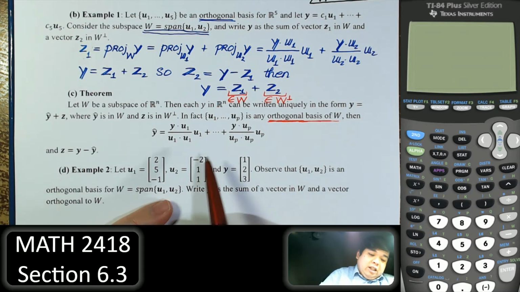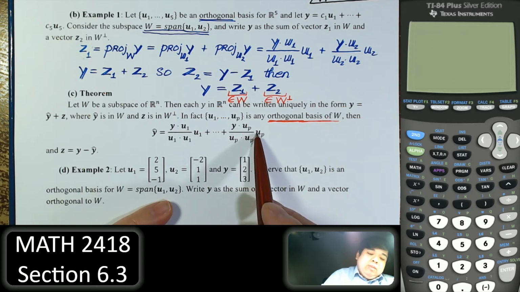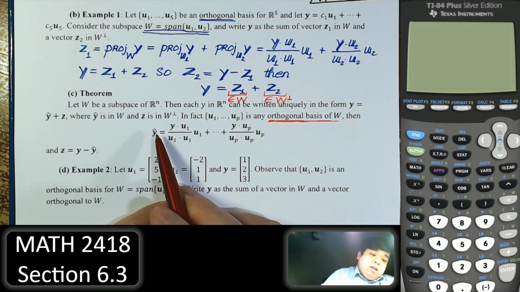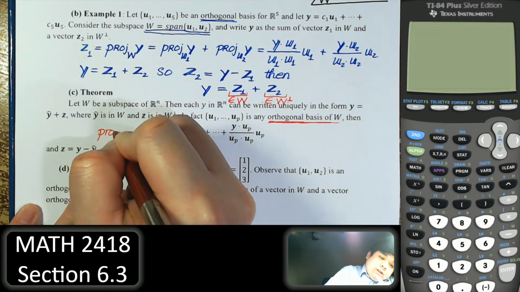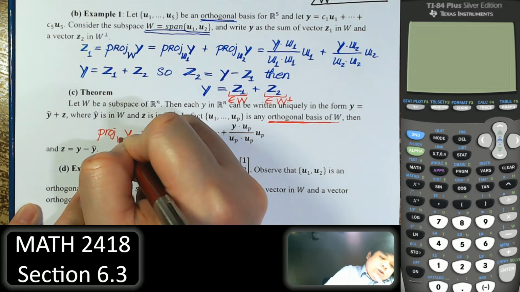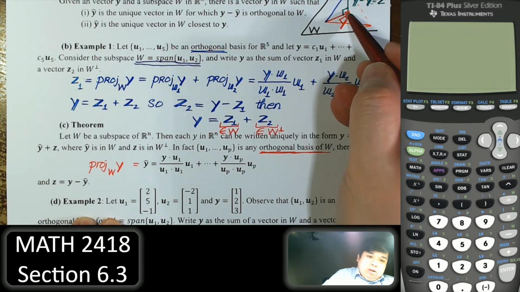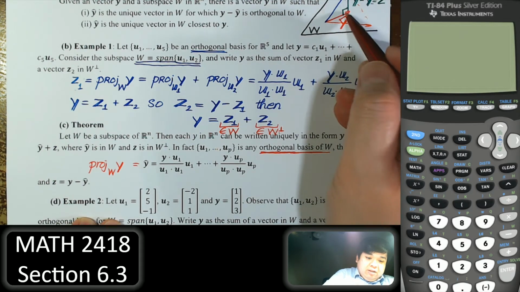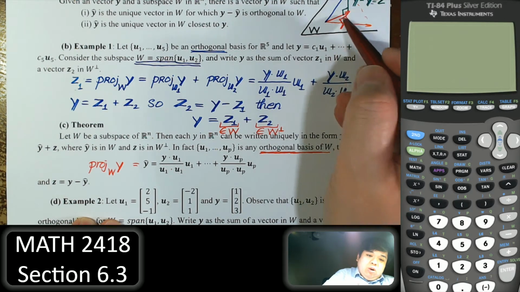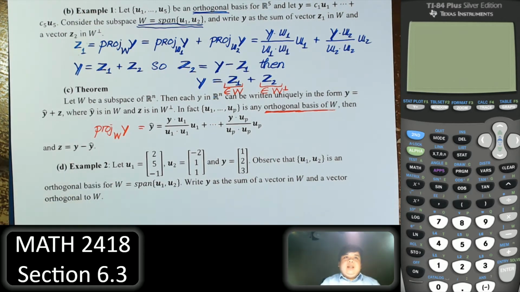In that case, we can say the projection of y onto u1, the projection of y onto u2, and so on up to the projection of y onto up. A linear combination of all of that gives us the projection of y onto W. And then if we subtract that projection from y, we have this vector which is orthogonal to W.